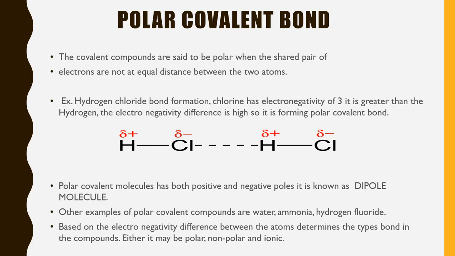The electronegativity difference between the atoms determines the type of bond in the compound. It may be polar, non-polar or ionic. In polar and non-polar bonds, only the electronegativity is involved, whereas in an ionic compound, they transfer electrons, and the cation and anion make a new compound.